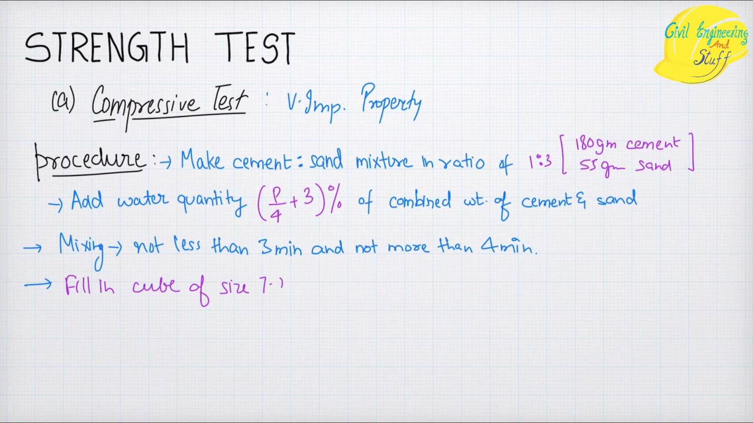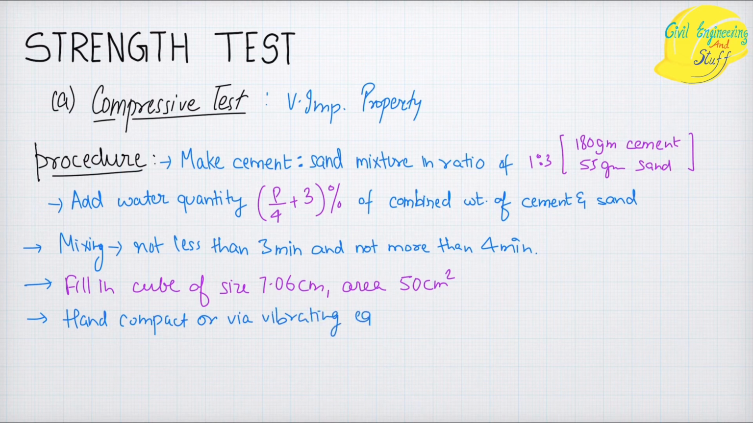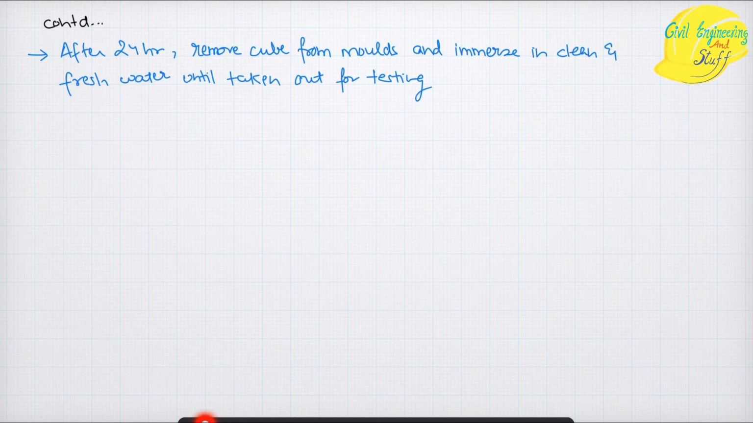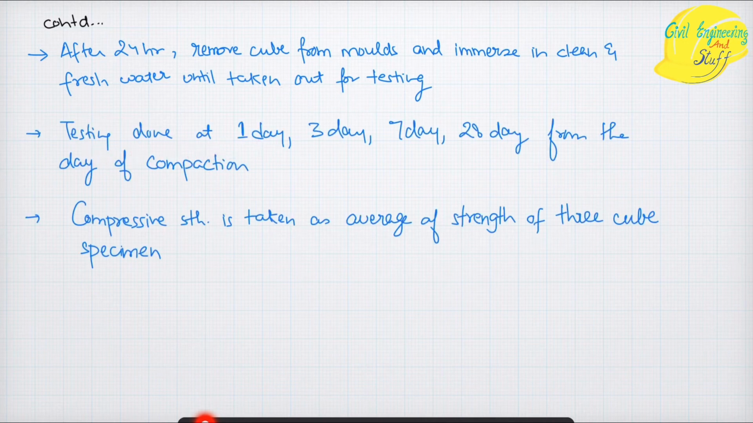After this, we take the cement paste and fill it in the cube of size 7.06 centimeters, and the area of the cube becomes 50 centimeters square. Then we either hand compact or vibrate compact the specimen and keep the compacted cube in the mold at a temperature of 27 degrees Celsius and 90% relative humidity for 24 hours, right? After 24 hours, we remove the cube from the mold and immerse it in clean and fresh water until taken out for testing. The testing is done at 1 day, 3 days, 7 days, 28 days from the day of compaction, right?